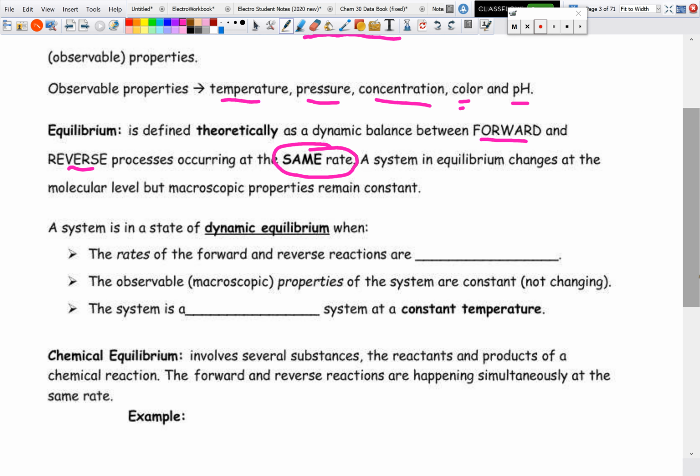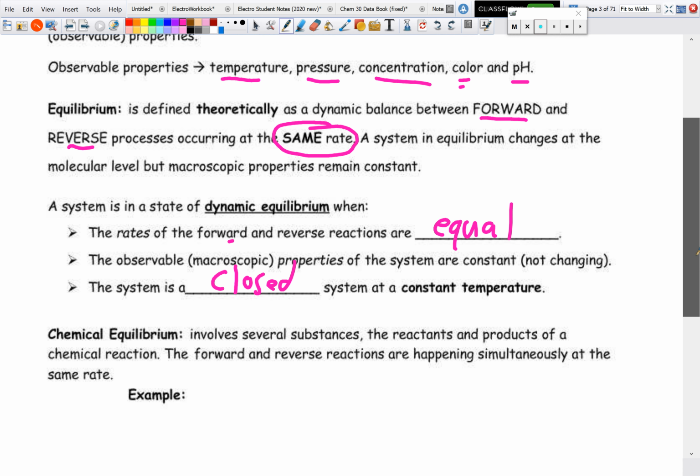So for something to be in a state of dynamic equilibrium, the rates of the forward and the reverse reactions are equal, or they're at the same rate. The observable properties stay the same, so there's no changing of color, no changing of temperature, anything like that. And the system is closed at constant temperature.